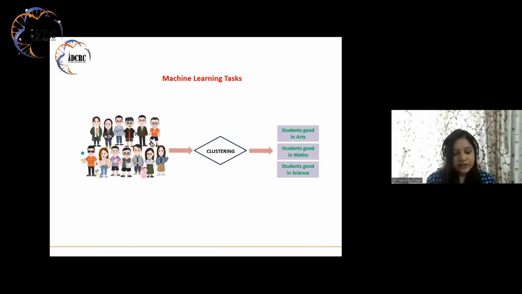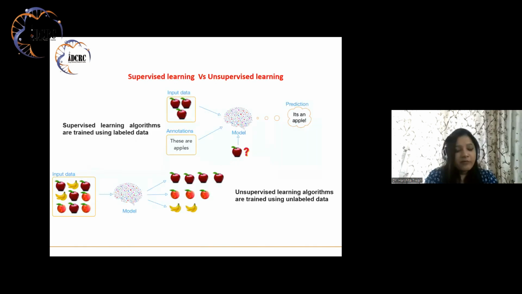One is classification, another is regression, and third is clustering. Then it can perform these tasks by three types of learning. The first two are supervised and unsupervised learning. Supervised learning is the learning when we have labeled data.